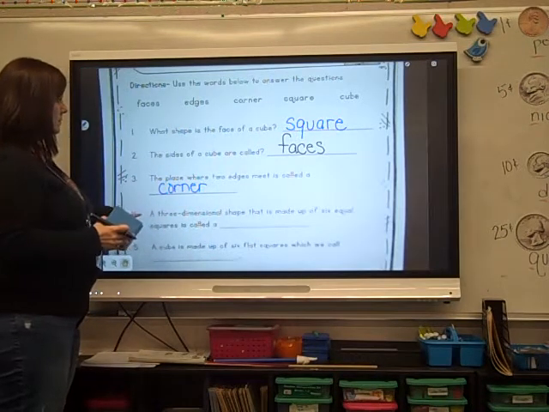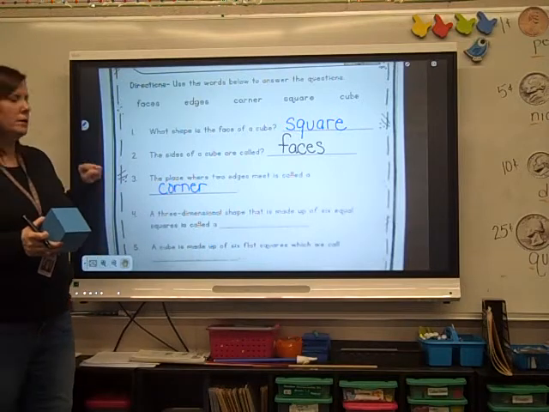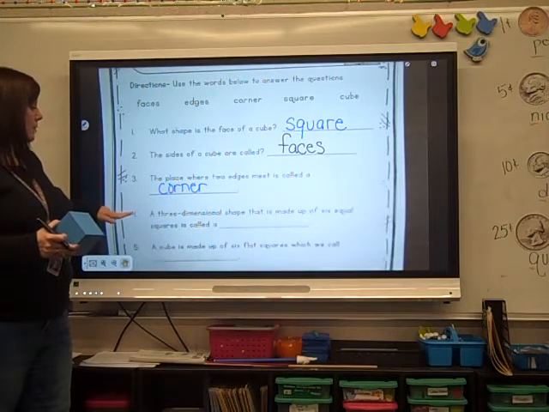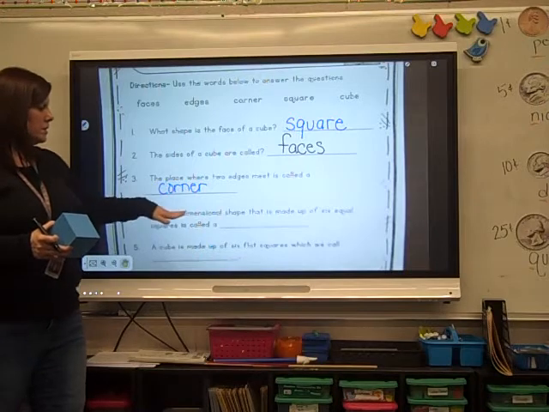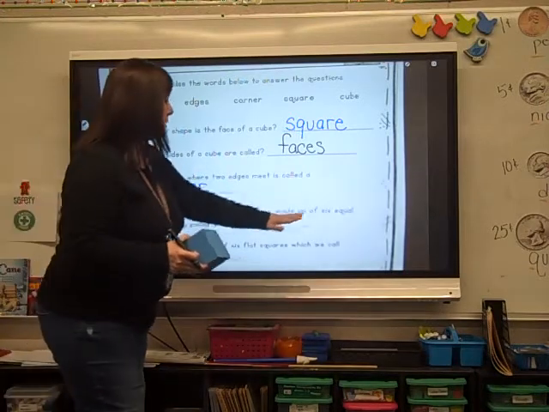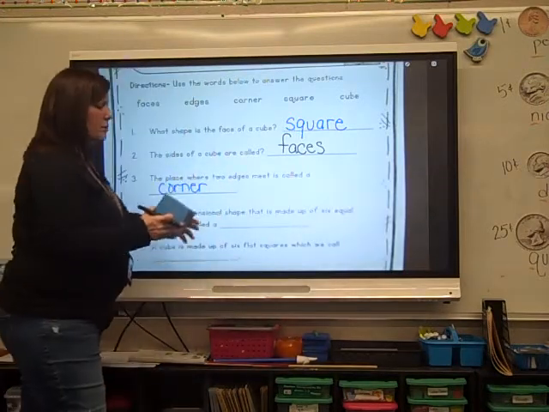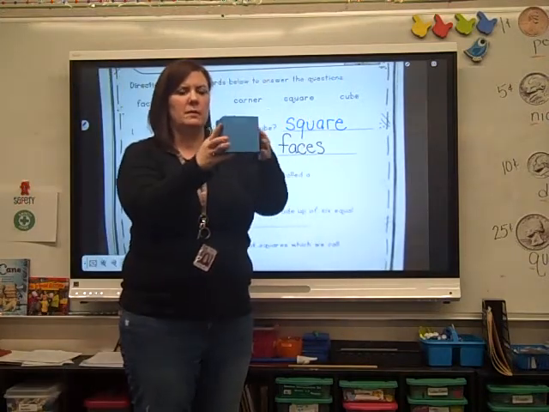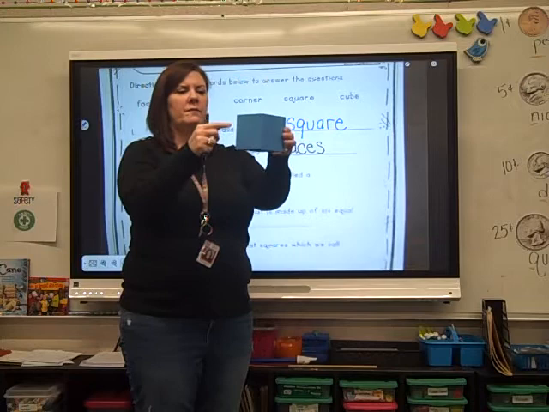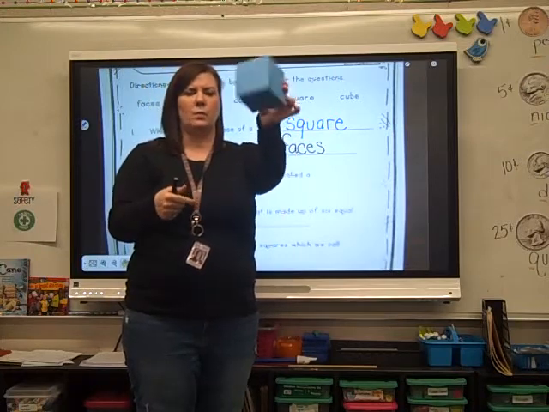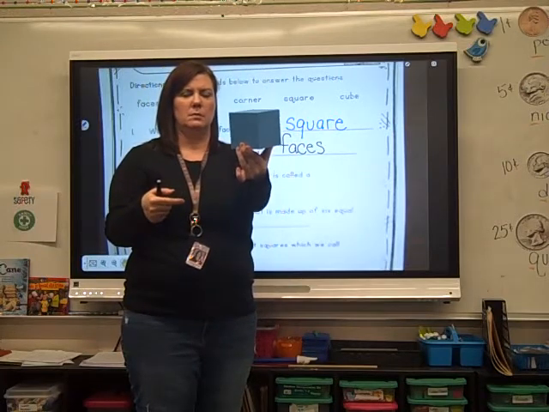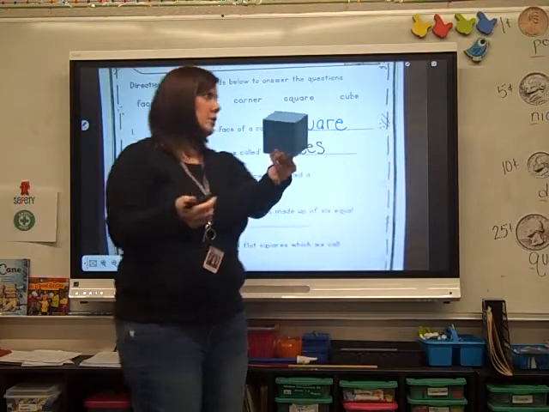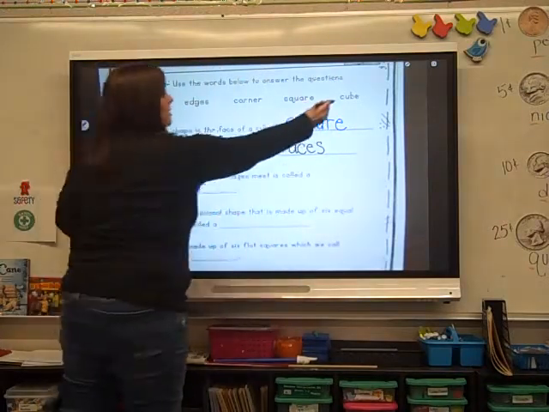All right. I think I'm going a little quick, but number 4. A three-dimensional shape that is made up of 6 equal squares is called a what? Well, they're talking about there's 6 of these square faces, right? So 6 of these square faces makes up this whole thing. So what is this thing called? It's called a cube, isn't it? That last one right there, a cube.